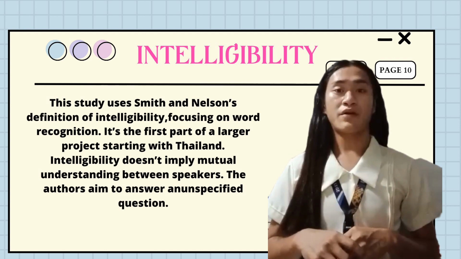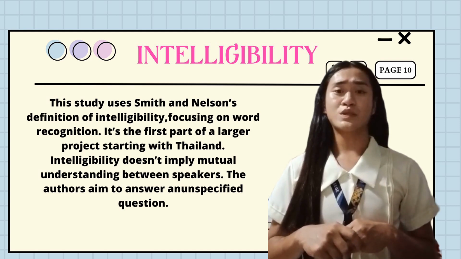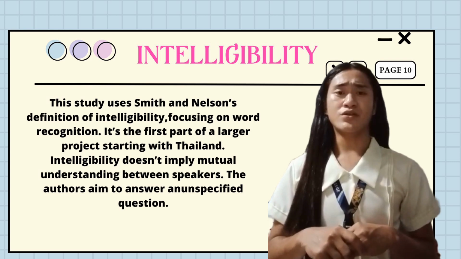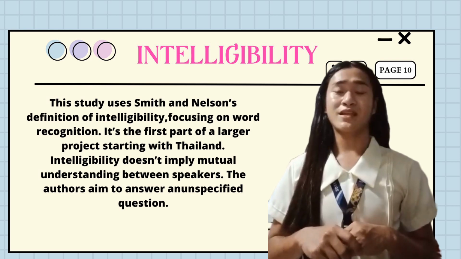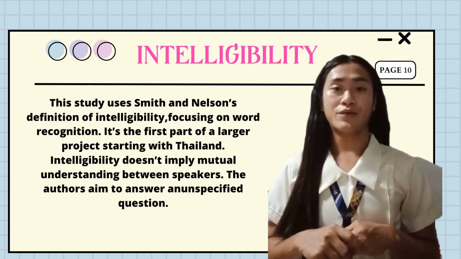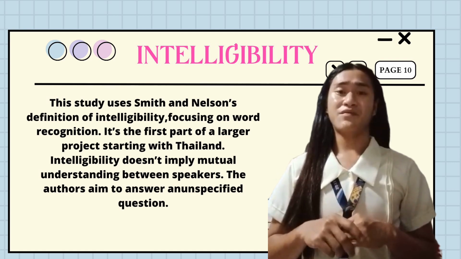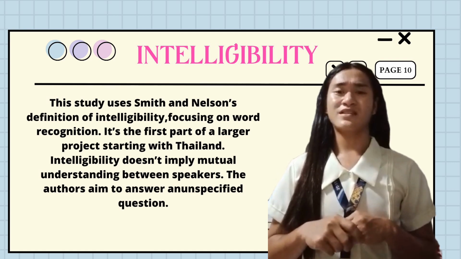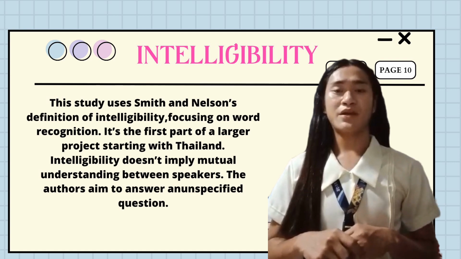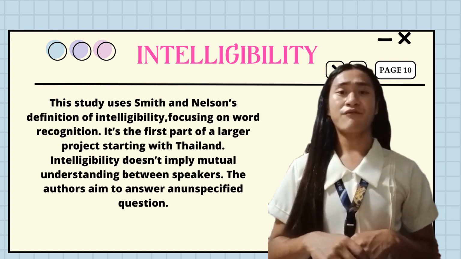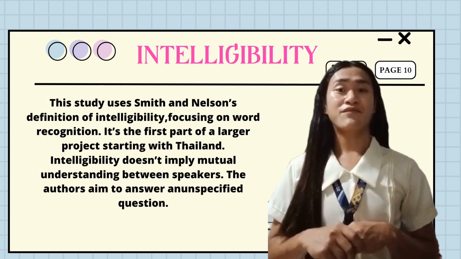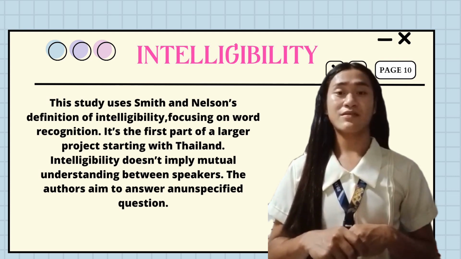Tagalog or Filipino, widely understood as the national language. Cebuano and Hiligaynon or Ilonggo, moderate mutual intelligibility. Ilocano, significantly different, low mutual intelligibility with other major languages. Philippine languages have varying intelligibility, reflecting the country's linguistic diversity.